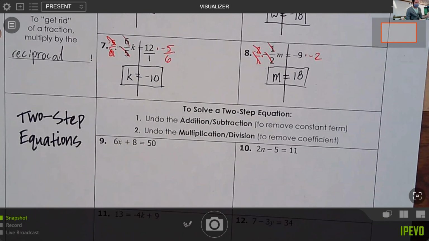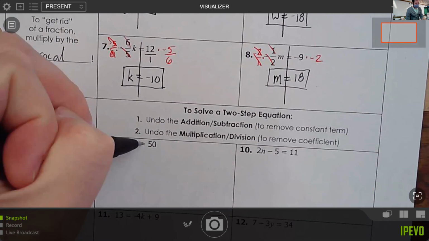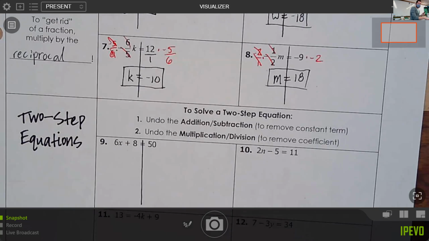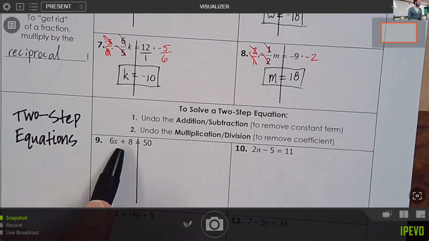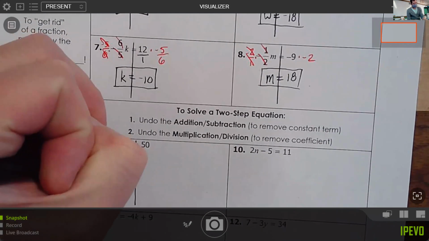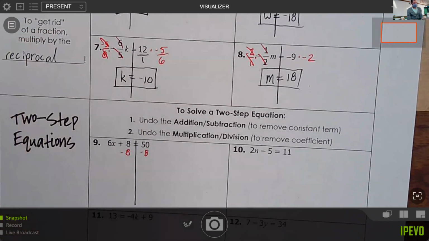So let's go ahead and take a look here. Problem number 9. The first thing we need to do is to undo the addition or the subtraction. And when it means that, it always means from the side with the variable. So the constant term that's on the side with the variable is this +8. So we want to undo the +8. The opposite of adding 8 would be subtracting 8. So we're going to undo the addition first by subtracting the same thing from both sides.